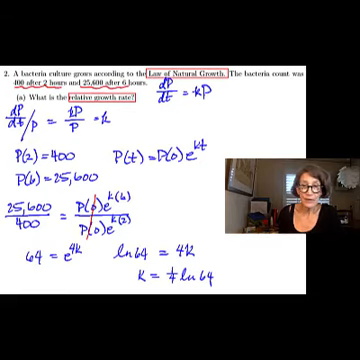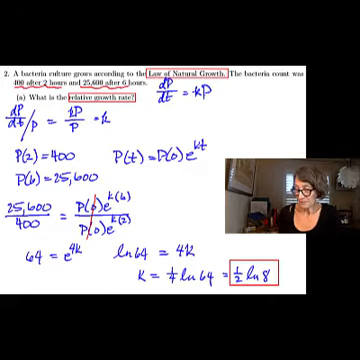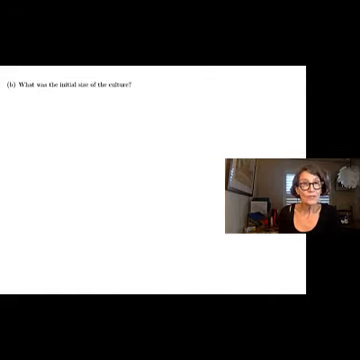If we rewrite 64 as 8 squared, we can simplify this a little bit. We can call it 1/2 times natural log of 8. All right, so that's the relative growth rate of this bacteria culture. Let's look at part B. Part B says, what was the initial size of the culture? So now we're looking for P of 0.